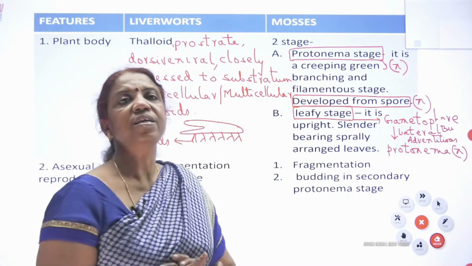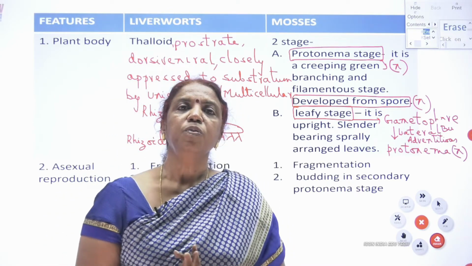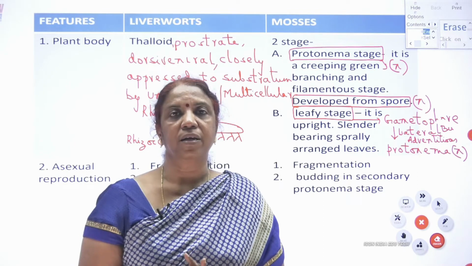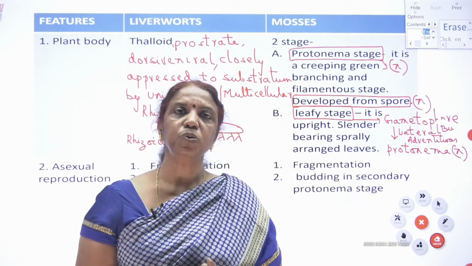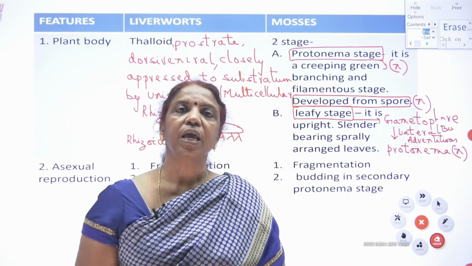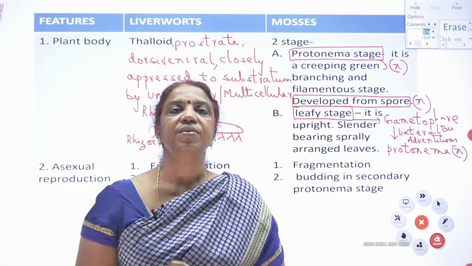So the adult stage is called the gametophore. It is developed from the protonema through a lateral adventitious bud. The gametophore is haploid and the protonema is haploid, because the protonema is developed from a spore, whereas the gametophore is developed from the protonema through a lateral adventitious bud.